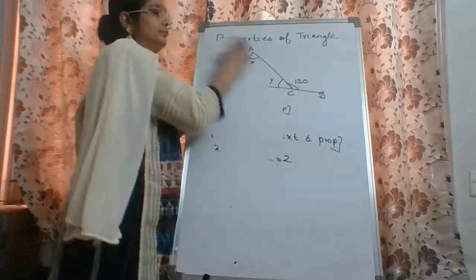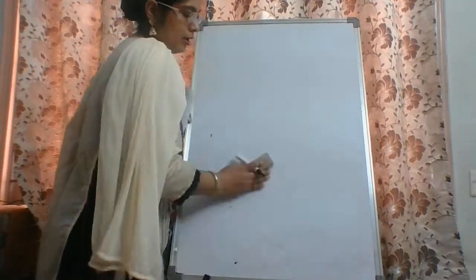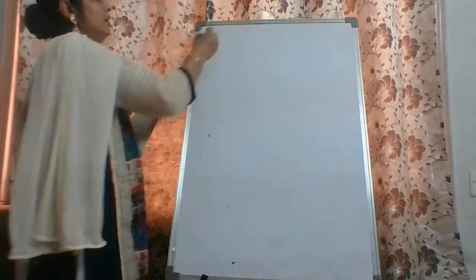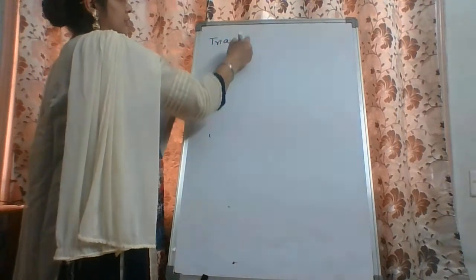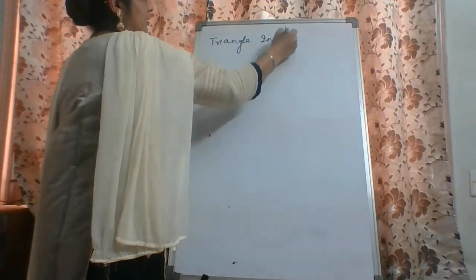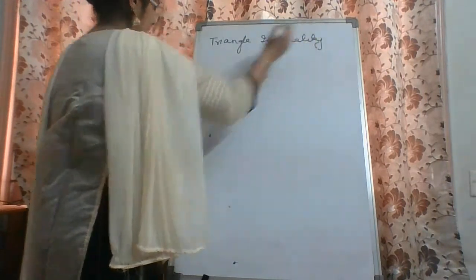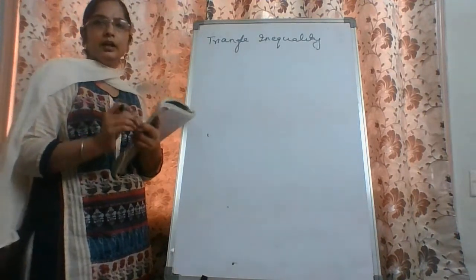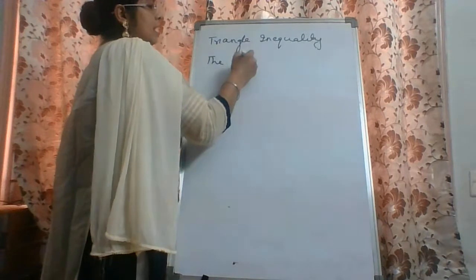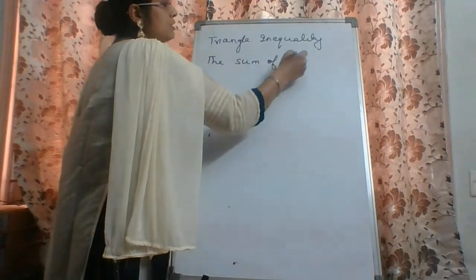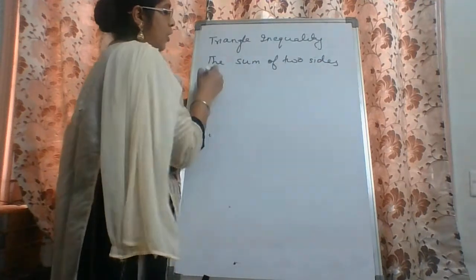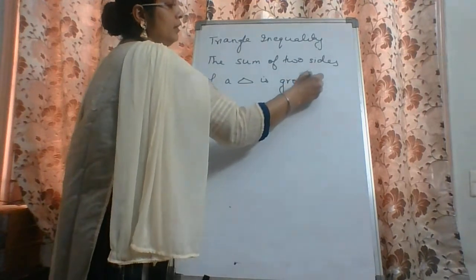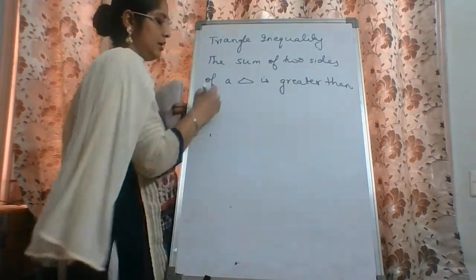Let us come to inequalities. What is inequality? Triangle inequality. The sum of two sides of a triangle is greater than the third side.